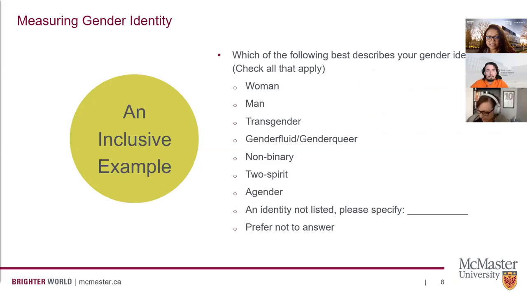So over at the Diversity Institute, I use this particular measure. I'll tell you what is wrong with this measure, but I use a check all that apply, and we say which of the following best describes your gender identity, and we list a whole bunch of gender identities. And then there is an option for an identity not listed, please specify. And then there's also prefer not to answer, because it's a sensitive question and people shouldn't be forced in your surveys to answer questions.